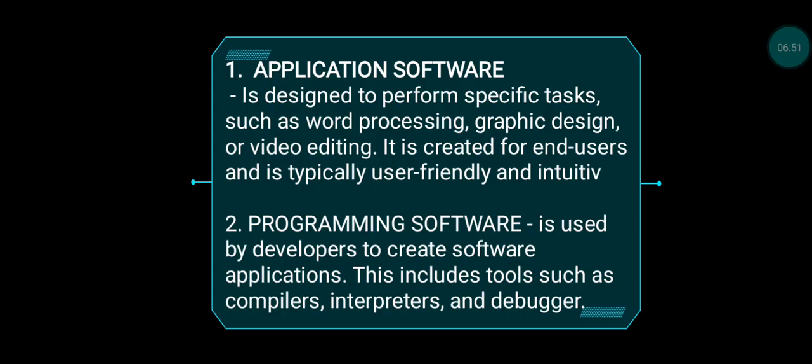The second one is programming software. Programming software is used by developers to create software applications. These include tools such as compilers, interpreters, and debuggers. So again, programming software is a set of tools that help developers create and test software applications. For example, the Python compiler converts Python code into a format a computer can understand and execute.